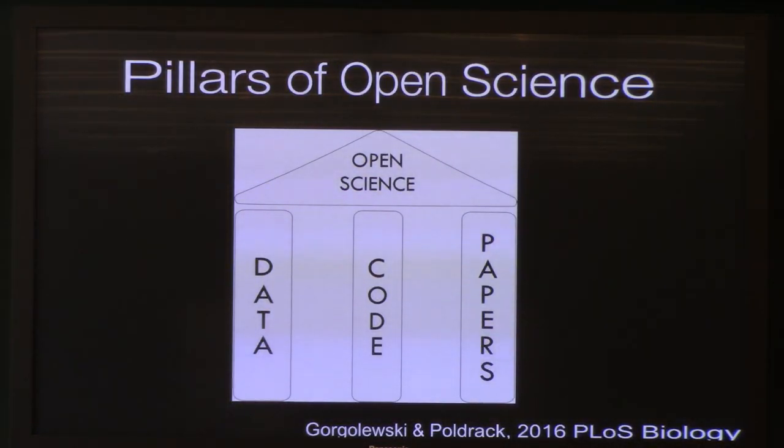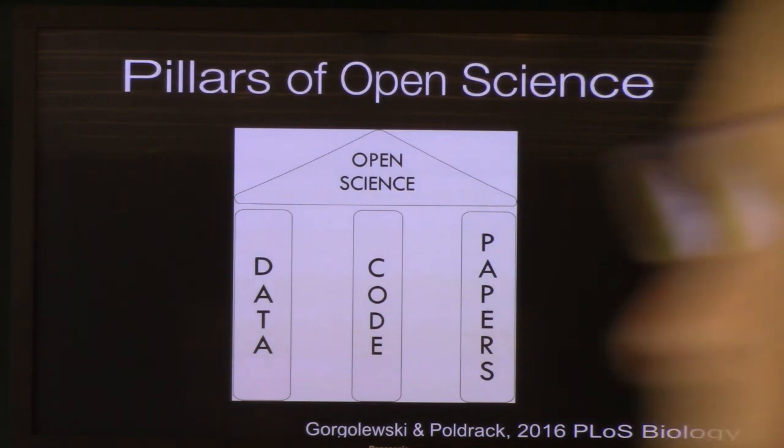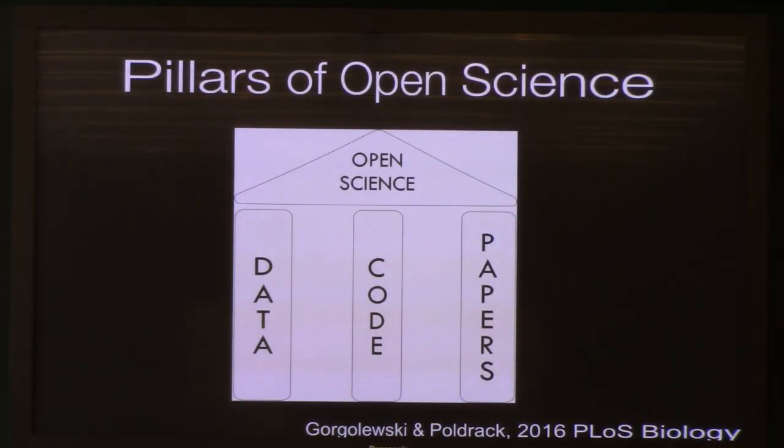One of the themes this week is open science. And I like this Pillars of Open Science from a paper by Chris Gorgolewski and Russ Poldrack, where there are three main pillars. One is sharing data, and we'll talk about different ways people do that. We're going to use lots of open data.